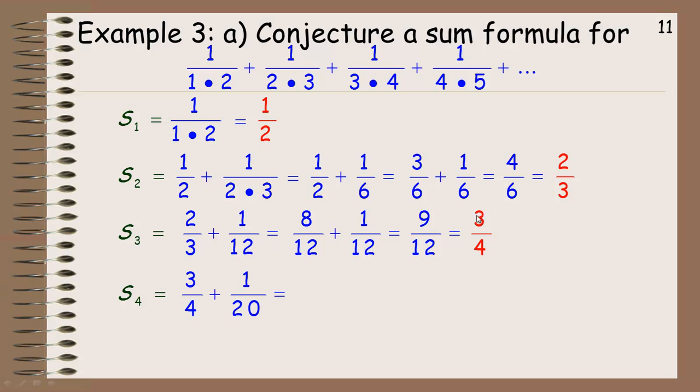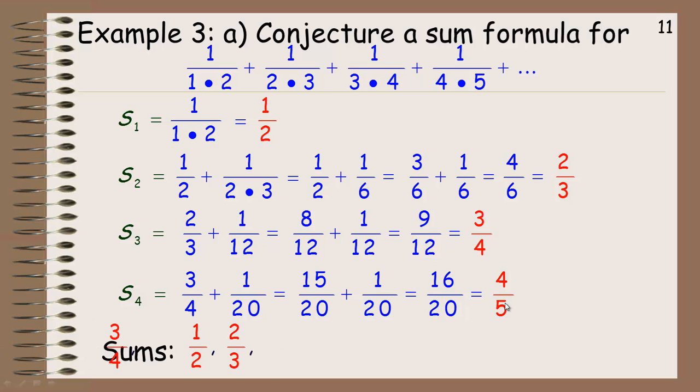The fourth sum, for example, would be the third sum, the 3/4, plus the next term, which would be 1/20. If we get a common denominator and add them together, we get 16/20, which is 4/5. And if we take a look at the sums, and I'll write them all out here, the sums are 1/2, 2/3, 3/4, 4/5. Notice that the top number is the term number, and the bottom number is just one bigger. So we could conjecture, it seems like the sum of the first n terms is n.